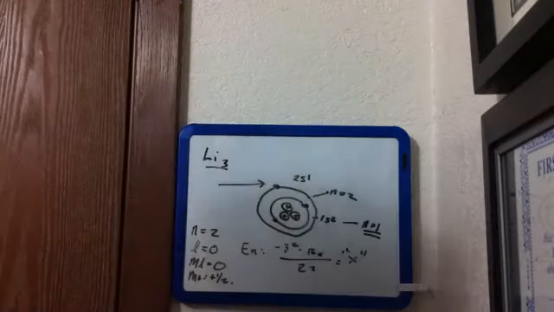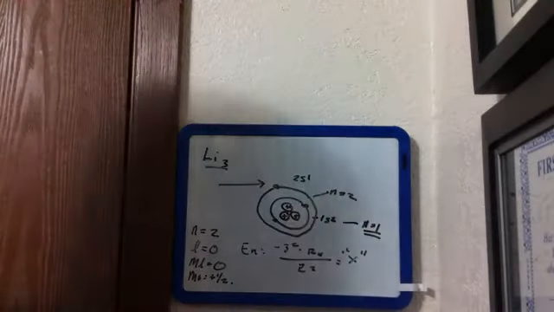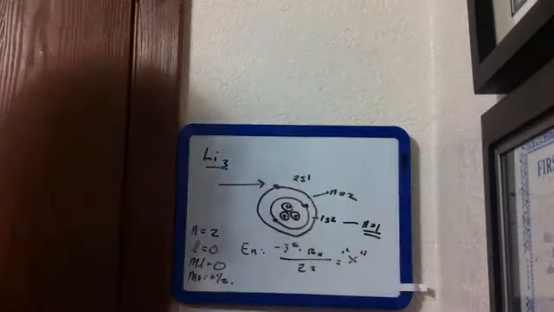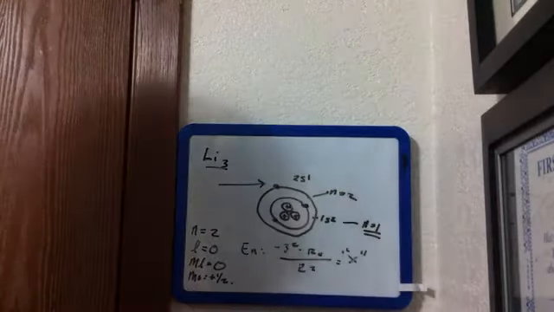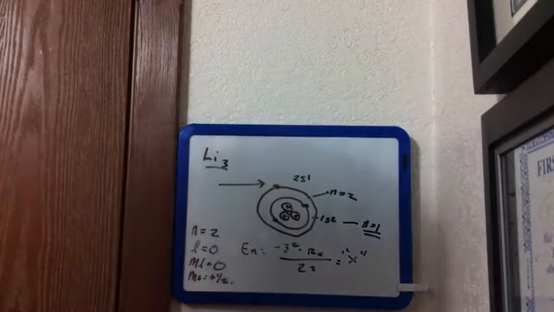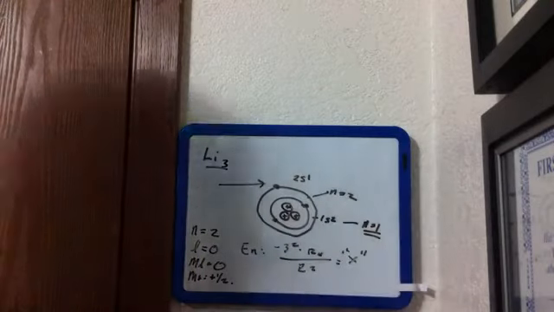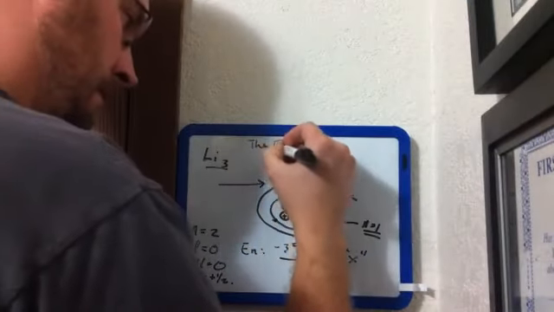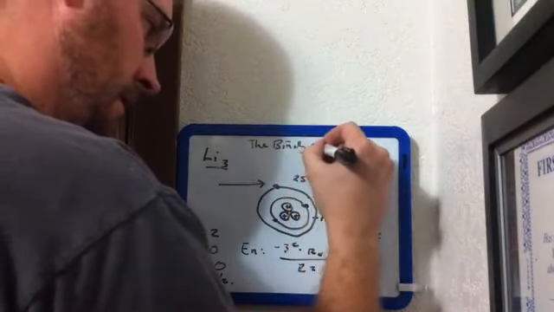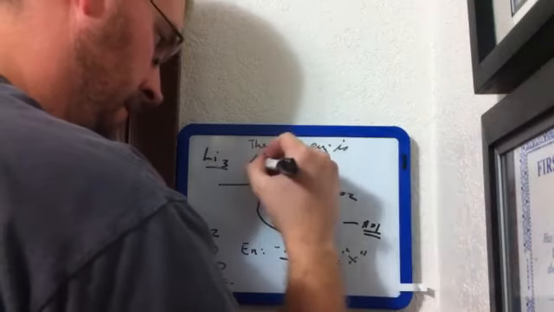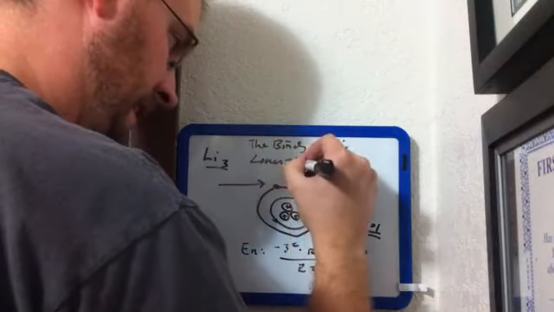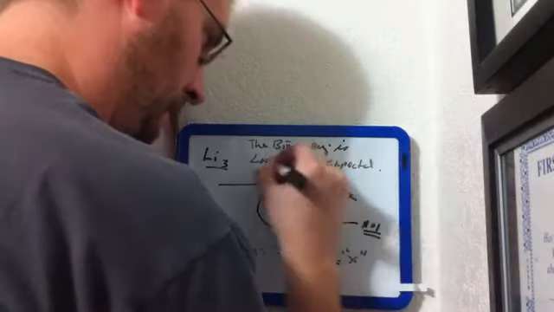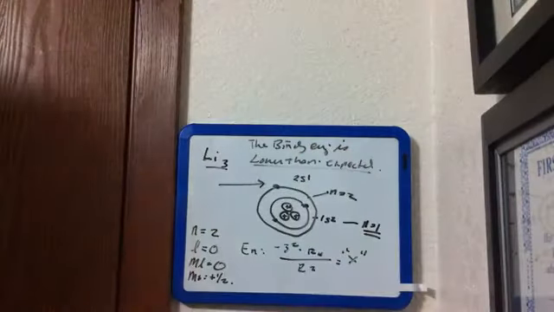What that value does is predict what we should get. Well, what do we get when we experiment with lithium and actually try to ionize that electron? What we find out is there's actually less binding energy. The binding energy is lower than expected. Well, this is a problem.